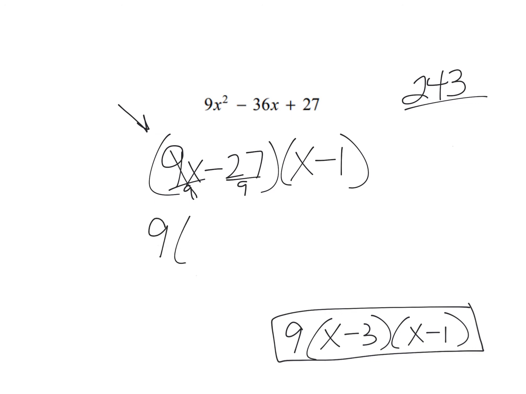And then this would become an x. That would become a negative 3. And then x minus 1. And so you would get to the exact same right answer. But seriously, did you really want to find the factors of 243? Not me. I'd rather pull out the greatest common factor first and then play with the numbers.